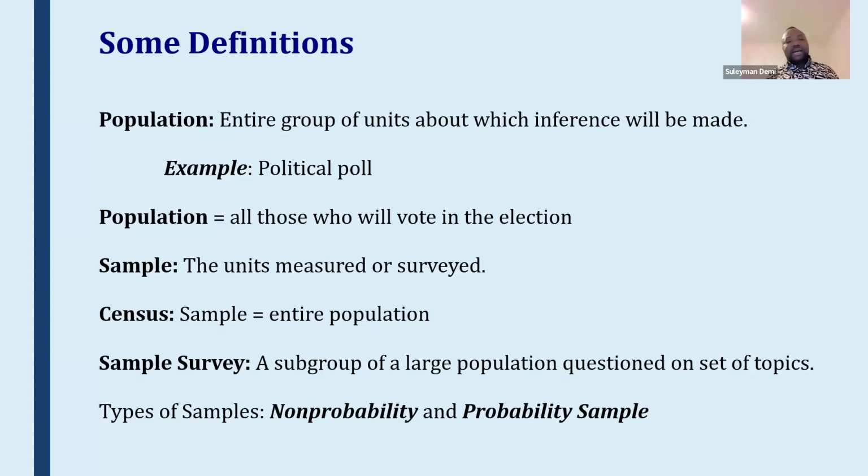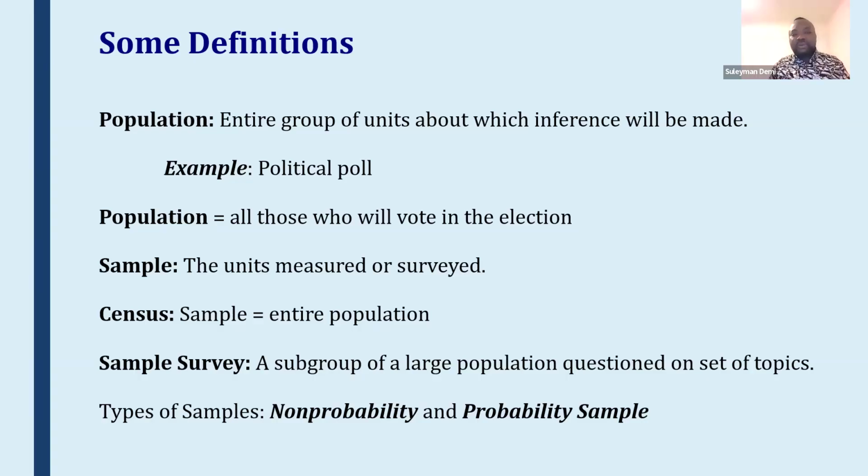So let's look at some terms that are associated with research. First of all, we have the population, which means the entire group of units about which inferences will be made. In a poll, for example in an election, when we talk about population, we are talking about the registered voters, people who have registered. Those who have not registered cannot be part of the population, because at the end of the day they will not vote. Then we have sample, which in its literal sense is a unit measured or surveyed.